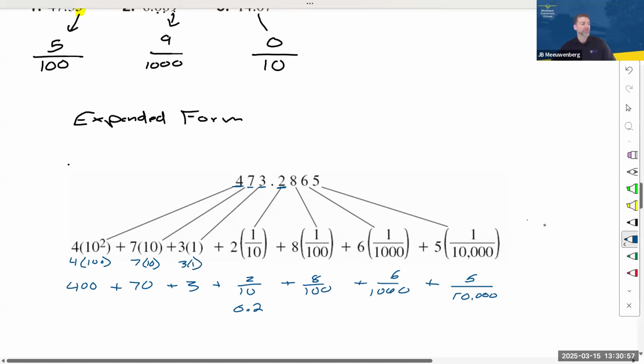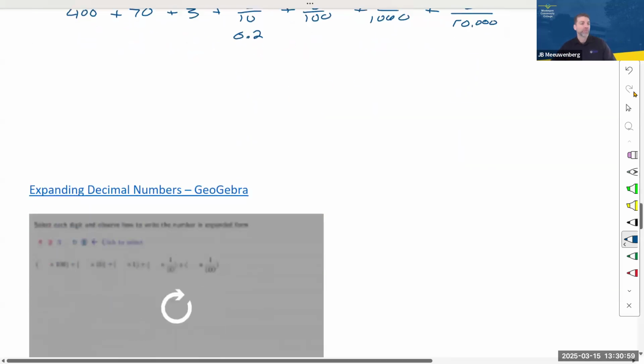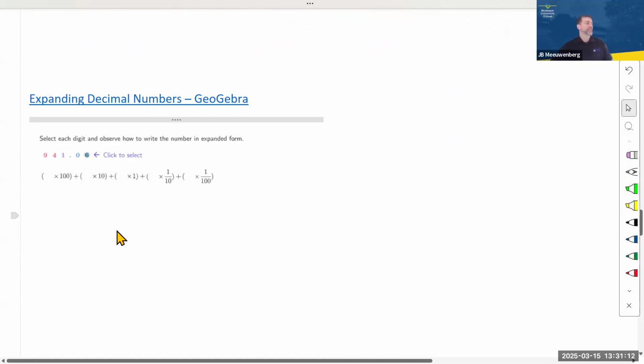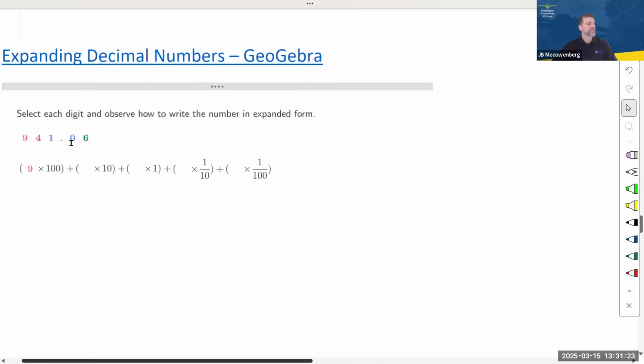I have a couple links in your Blackboard shell, one of which is writing numbers in expanded form. And these take you to this site called GeoGebra. You may remember this from, I think, either chapter 1 or chapter 2. We saw some links with this as well. And what this does is it works you through this. Play around with this. Let me zoom in so you can see this a little bit better.